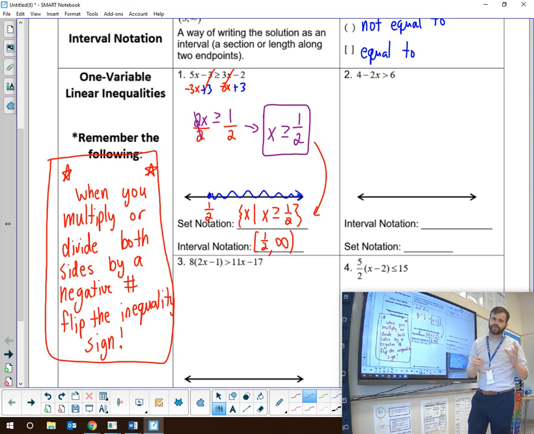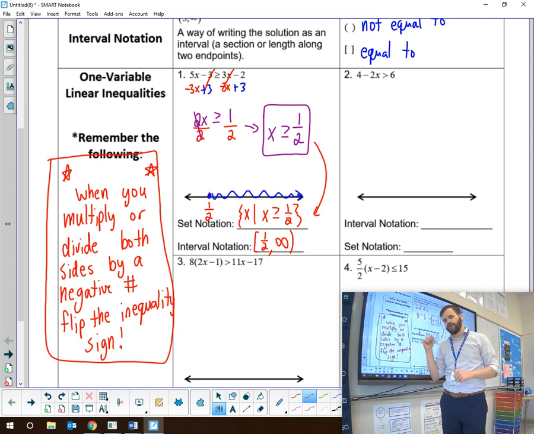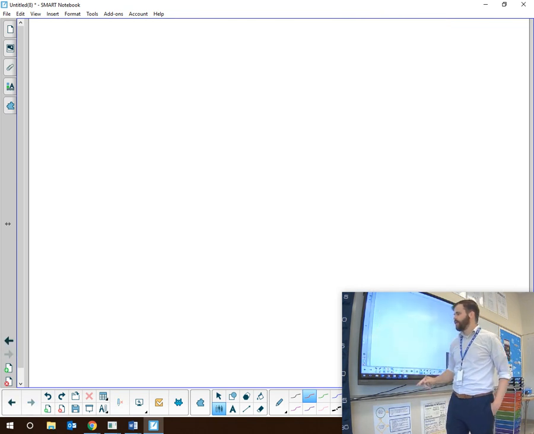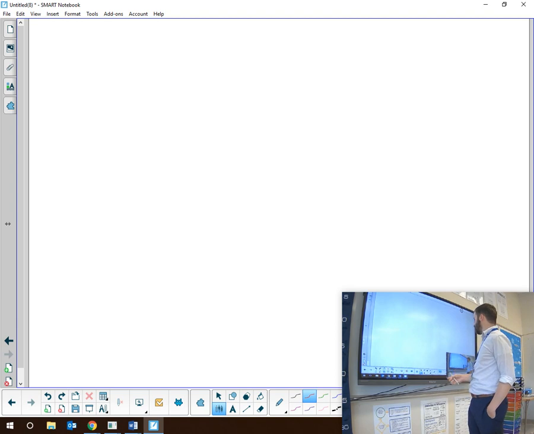All right, there's something really important that we need to talk about before we go on to number 2. It's because this right here, I boxed it just to remind us all. Let me read it for you. When you multiply or divide both sides by a negative number, flip the inequality sign. Let me talk to you real quick about why this works, why this is the way it is.